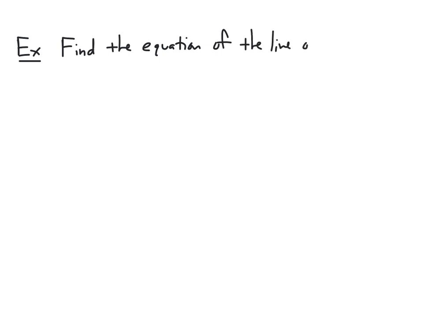So for the next example, let's take a look at what happens if we want to find the intersection of two planes. All right, we just looked at how to find the intersection of a line and a plane. The next step would be intersecting two planes. Now the one thing to think about here is if we have two planes and they intersect, that intersection is going to be a line. So we want to find the equation of the line of intersection of the following two planes.